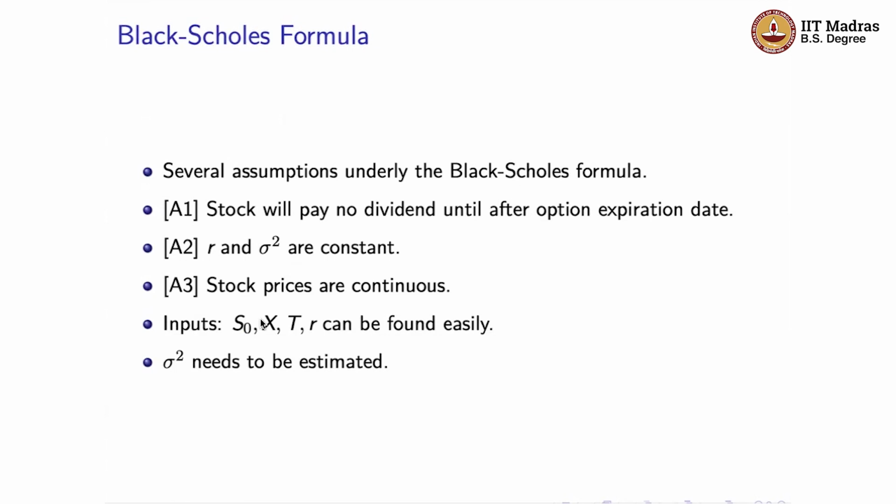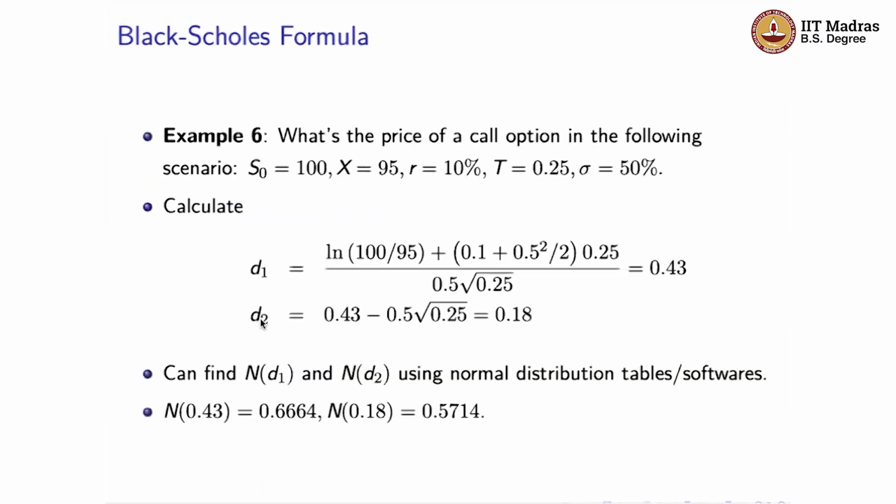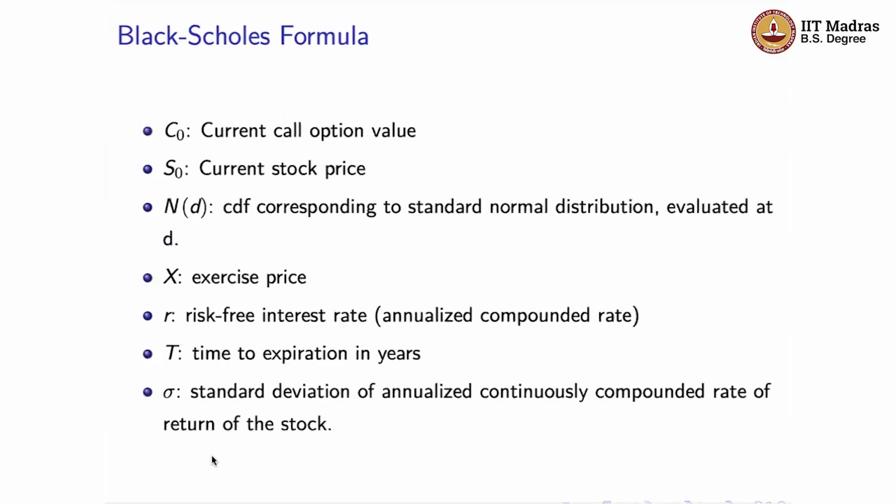The other thing to note is that you have several inputs when you are using this formula. We have discussed the things that we have here. A lot of these things can be easily made available. You can easily see what the current option value is. You can see what the current stock price is. You can see what the exercise price for that option is. And you can also figure out what the risk-free interest rate is at that time. You need to look at a similar safe asset with the same maturity period T.